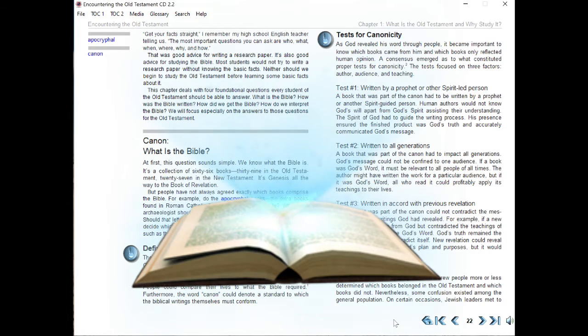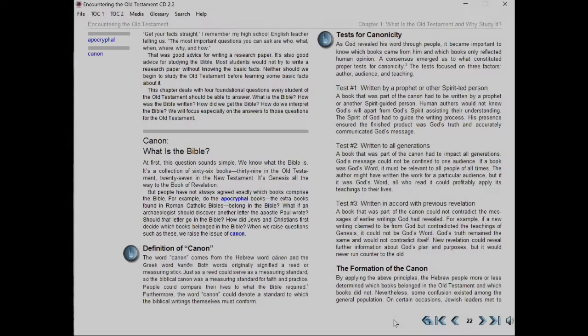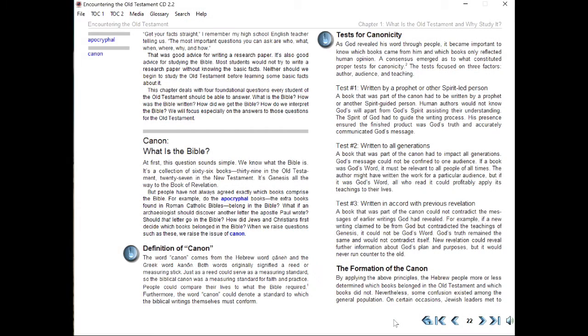What is the Bible? At first, this question sounds simple. We know what the Bible is. It's a collection of 66 books, 39 in the Old Testament, 27 in the New Testament. It's Genesis all the way to the book of Revelation. But people have not always agreed exactly which books comprise the Bible.